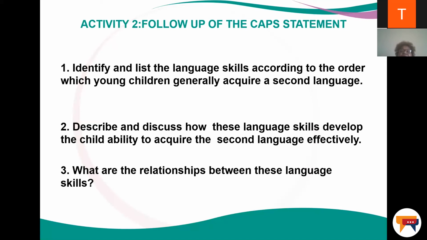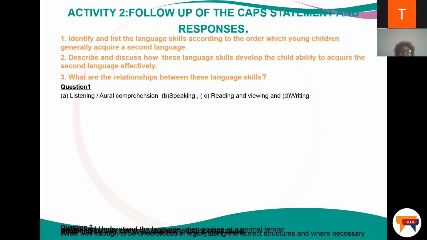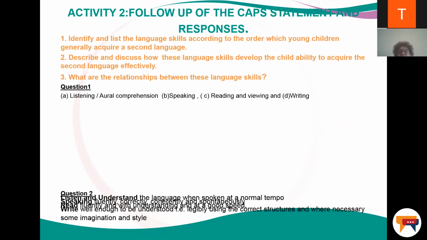Identify and list is a two-part question. Describe and discuss is a two-part question. What are the relationships between these language skills? You need to know those language skills, what they are, which is listening, speaking, reading, and writing. Practice these questions. I have the responses for some of them.